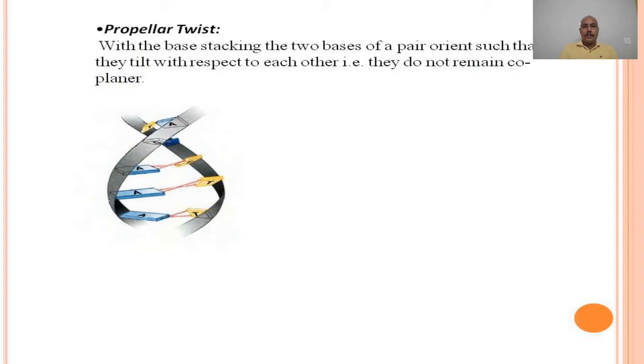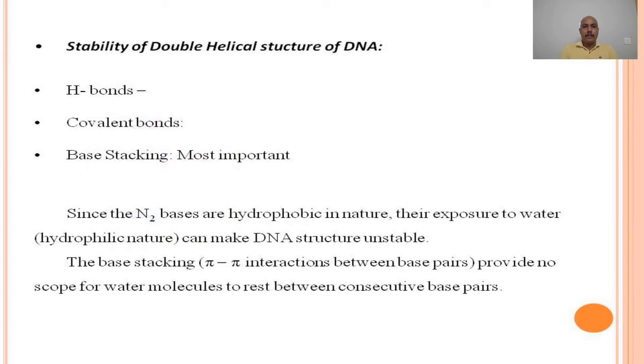Now the two bases of a pair have a propeller twist. That means they are not a coplanar structure, rather they have a tilt with respect to each other that strengthens their hydrogen bonding potential. The other important stability factors we can consider are the covalent bond, in terms of the phosphodiester bond, and the most important one is base stacking.